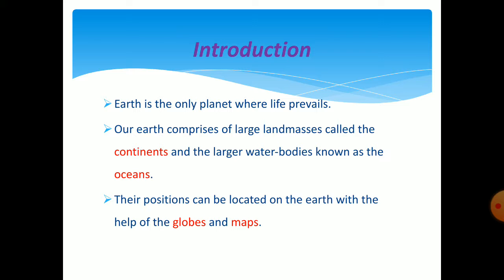Our Earth comprises of large land masses which are called the continents and the larger water bodies which are known as the oceans. हमारे अर्थ सरफेस पे लैंड एंड वाटर ये दो ही पार्ट्स है. From that, the land masses are called continents, and these water bodies are known as the oceans.